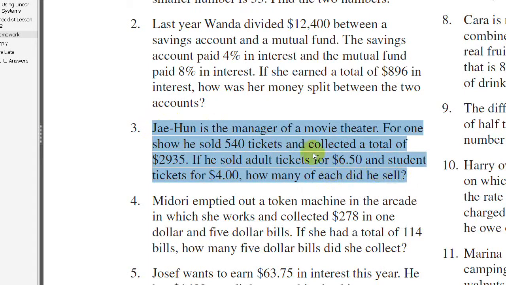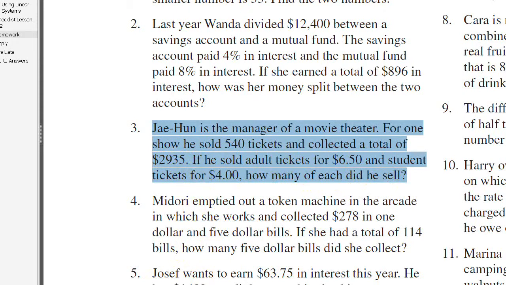We have a ticket manager of a movie theater, and for one of the shows he sold 540 tickets and collected a total of $2,935. If he sold adult tickets for $6.50 and student tickets for $4, how many of each did he sell? Okay, so we have two unknowns, the number of adult tickets and student tickets, and we want to find how many of each were sold.